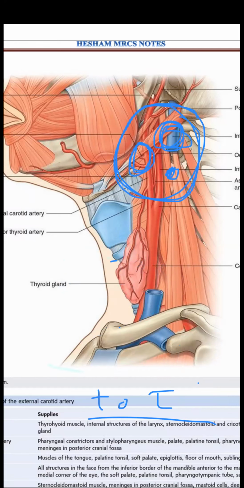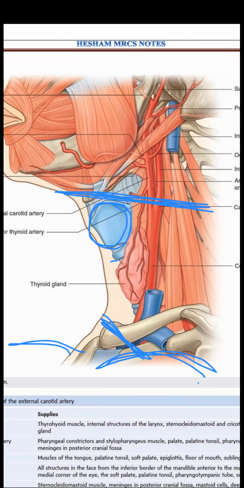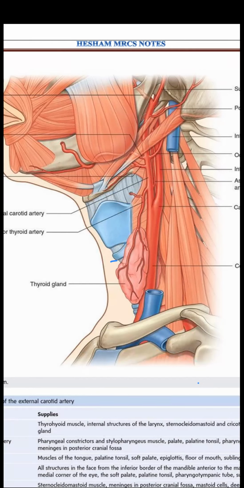It starts behind the sternoclavicular joint, as it arises from the arch of aorta or the brachiocephalic. It ends here, opposite this. What is this? This is the thyroid cartilage. Opposite the upper border of the thyroid cartilage. I said before, I have three cartilages within the midline. They are arranged into this word, HTC. What is this arrangement? This is the hyoid, thyroid, cricoid.